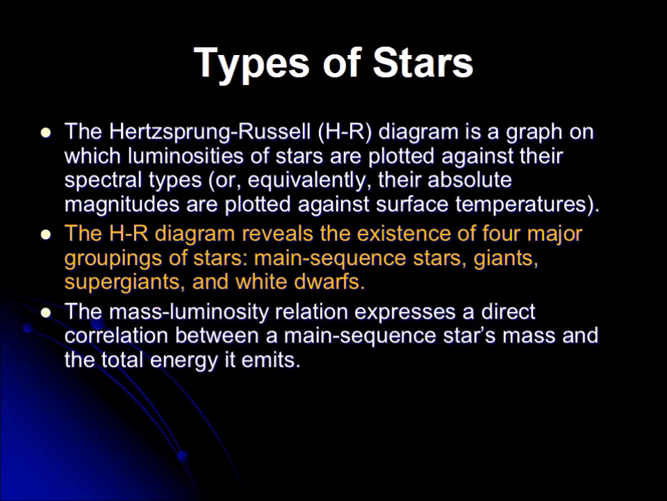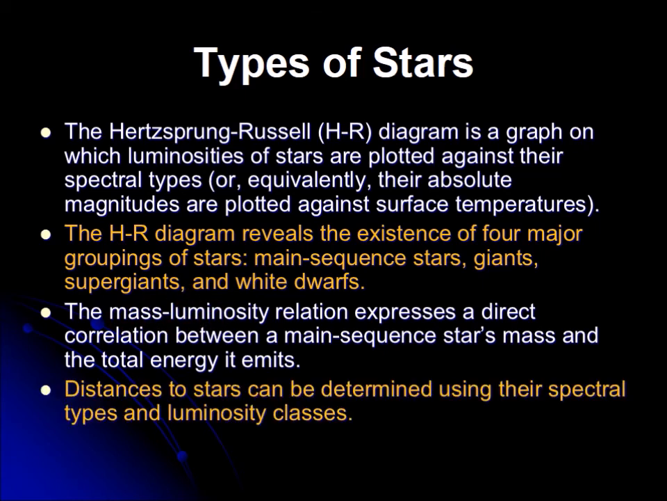We also learned about the mass-luminosity relationship that tells you that the larger the mass, the larger the luminosity. It is not a linear relationship, but it is a relationship nevertheless. And we also looked at the distance of stars, how we can determine the distance by looking at the spectral type and the luminosity classes.